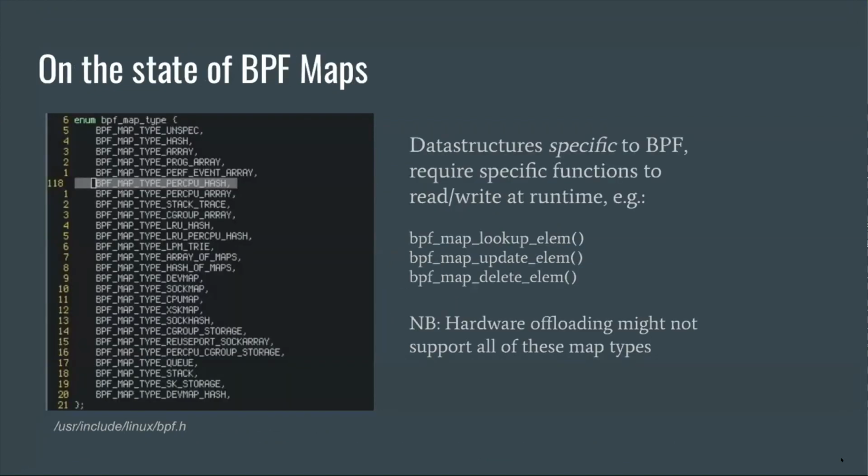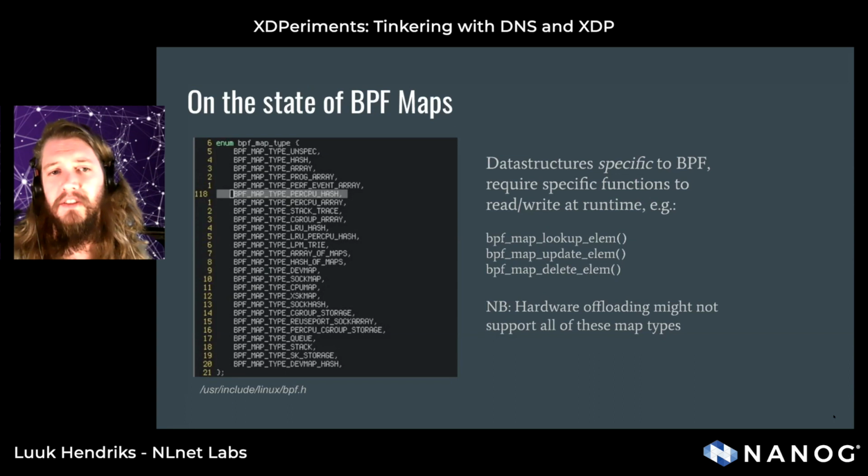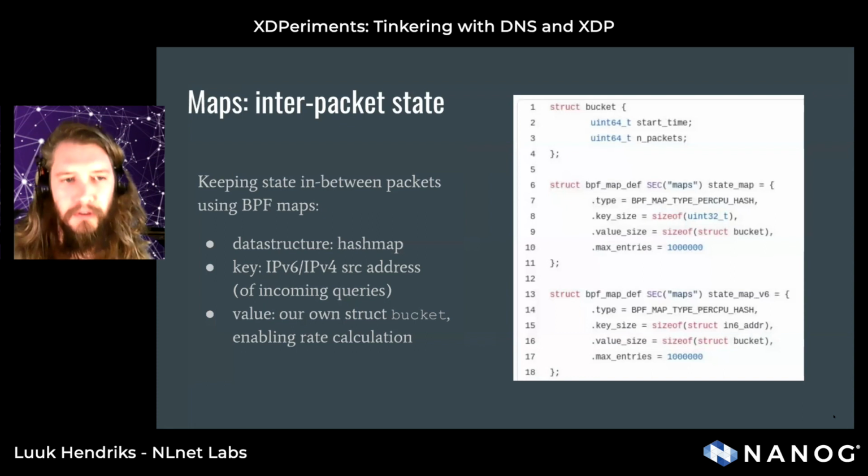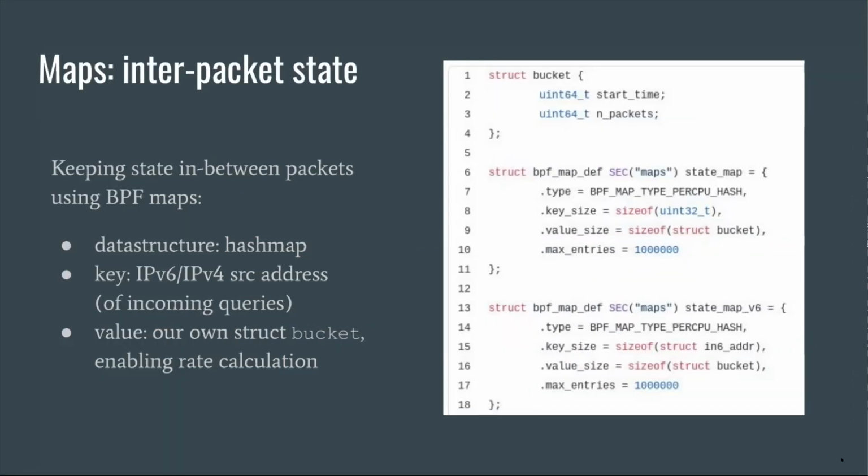Maps in BPF are your data structures to both keep state and to communicate with user space, so you can do configuration with them. They're specific to BPF, and if you check the source code, the BPF header file, you will find plenty of different data structures made available to you. You will need special helper functions to actually do lookups and deletes, etc. But this is the stuff that you need if you want to interact with what you just loaded in kernel space from user space.